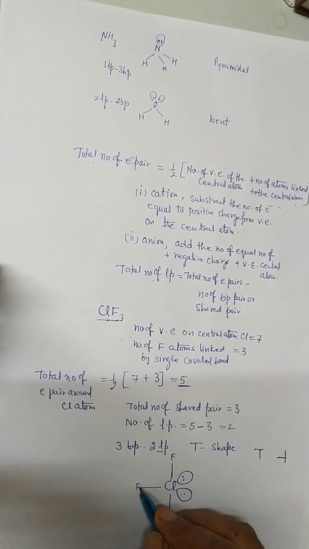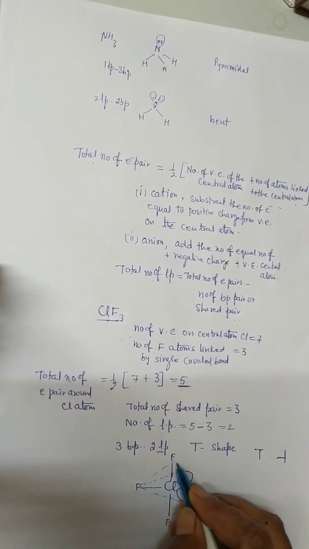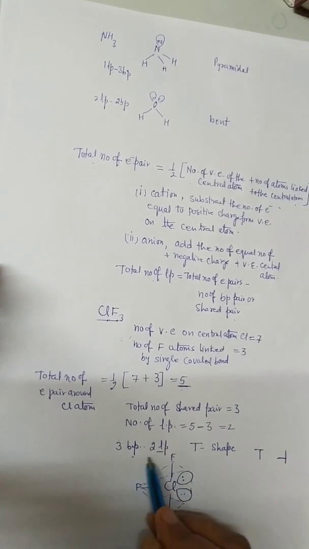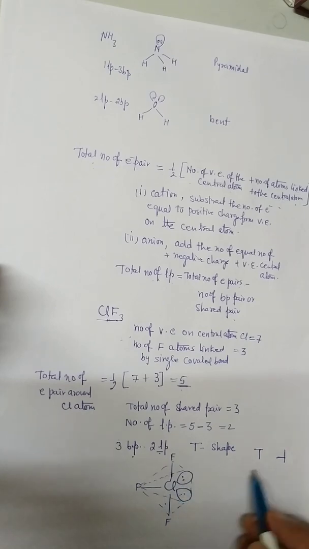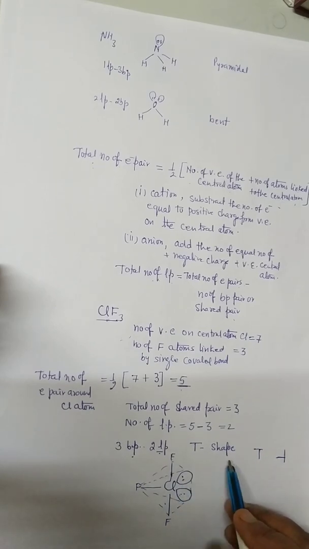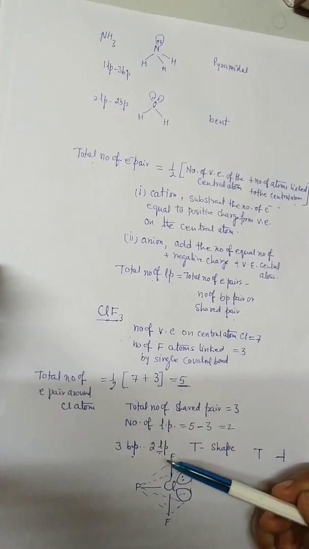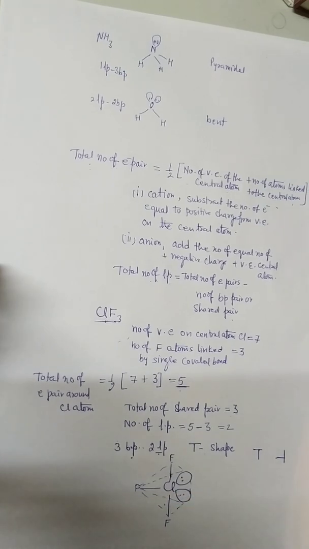These 2 lone pairs will decide the geometry of this molecule. Okay, this is the lone pair and these are the bond pairs. So when there are 3 bond pairs and 2 lone pairs, the total number of shared electron pairs is 3 and the total number of lone pairs is 2. The shape will be a T shape. Example is ClF3. So we can find out very easily the shape of other molecules.